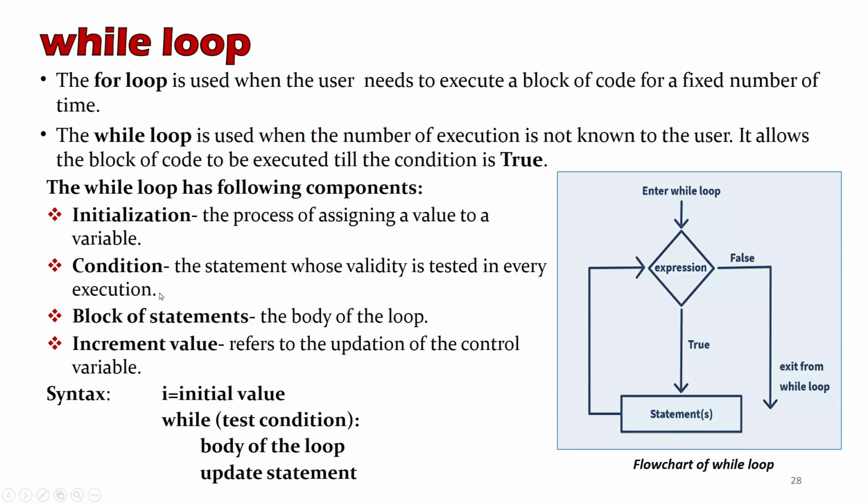Then comes the condition. The condition is the statement whose validity is tested in every execution till it becomes false. After the colon is the block of statements, which is also known as the body of the loop. After that we need an update statement, also known as the increment value, which refers to the updation of the control. You may update it by increasing its value, or by decreasing its value. Let's look at the syntax quickly.